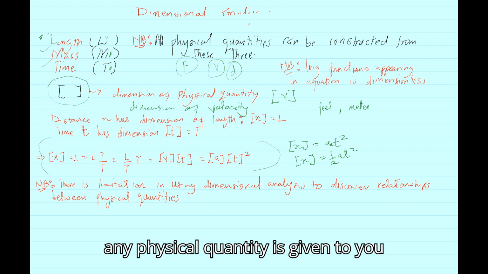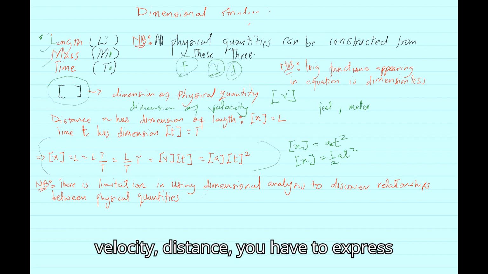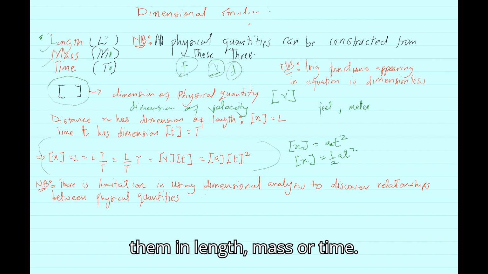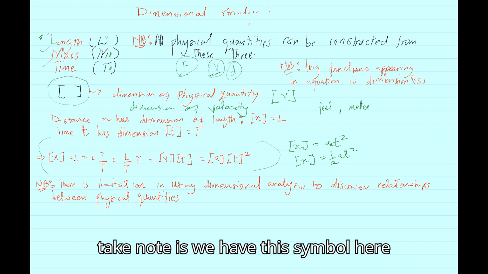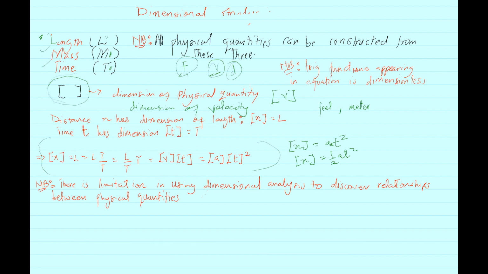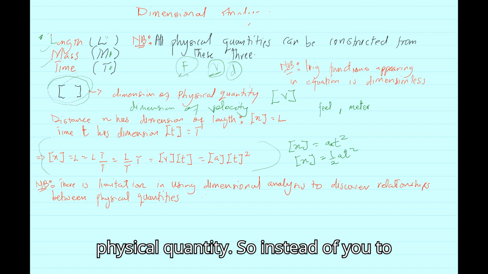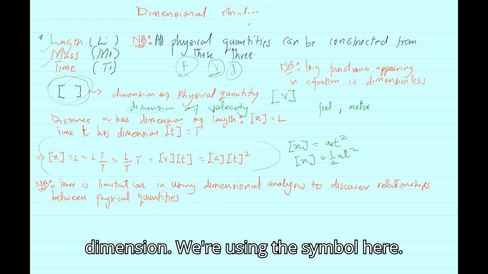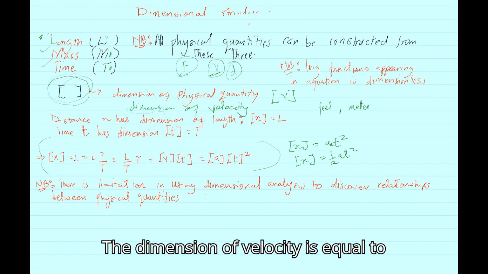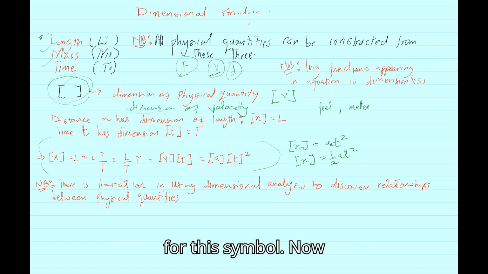Therefore, if any other physical quantity is given to you, like force, velocity, or distance, you have to express them in length, mass, or time. One of the things you have to take note of is this symbol here, which is the dimension of a physical quantity. So instead of writing out the dimension of a velocity, you just use the symbol. The dimension of velocity is equal to that and that. That is the purpose of this symbol.